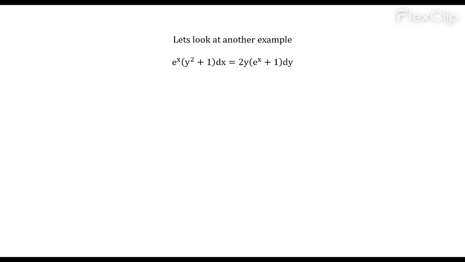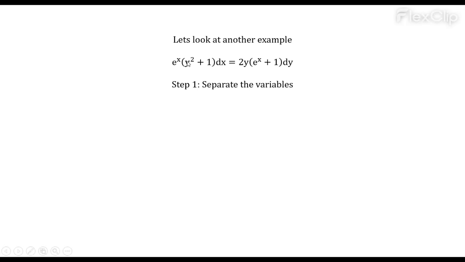e raised to x into (y square plus 1) dx equal to 2y into bracket (e raised to x plus 1) dy. Okay, this is our question. First step, separate the variables.